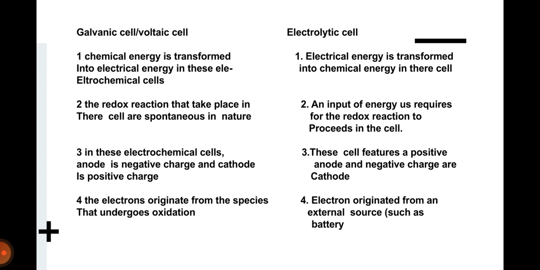In the electrochemical cell, the major difference is that the anode is negatively charged and the cathode is positively charged. In an electrolytic cell, the anode is positive and the cathode is negative. The electrons originate in the species that undergoes oxidation. Electrons are supplied from an external source such as a battery.